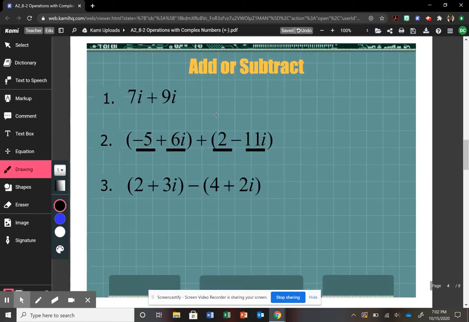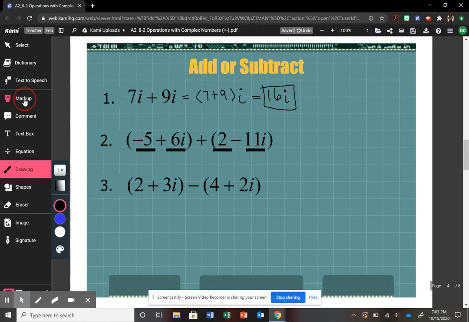Okay, so now we're going to add or subtract. So here we have two imaginary numbers being added together, and this is how we add them together. So this is what I'm going to do. So this is the imaginary part, and what I'm essentially doing is adding 7 plus 9. Okay, that means 7 plus 9 is 16, and it's the imaginary unit.